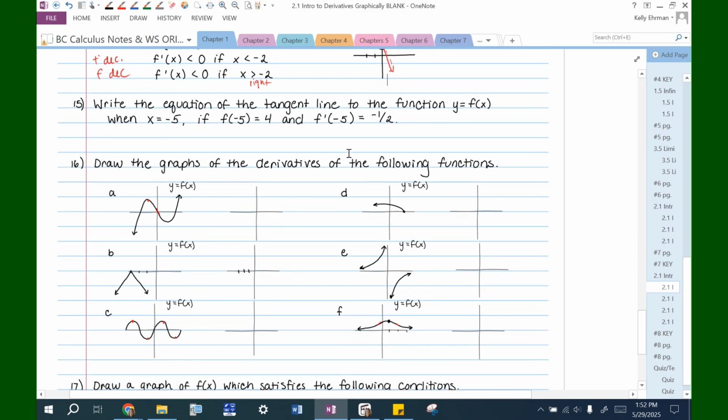Write the equation of the tangent line to the function y equals f of x when x equals negative 5, if we have this point and this slope. That's easy. Y minus 4 equals negative 1/2 times x minus negative 5.